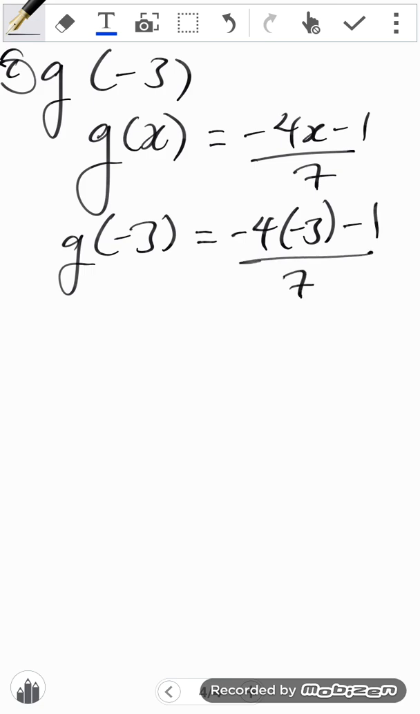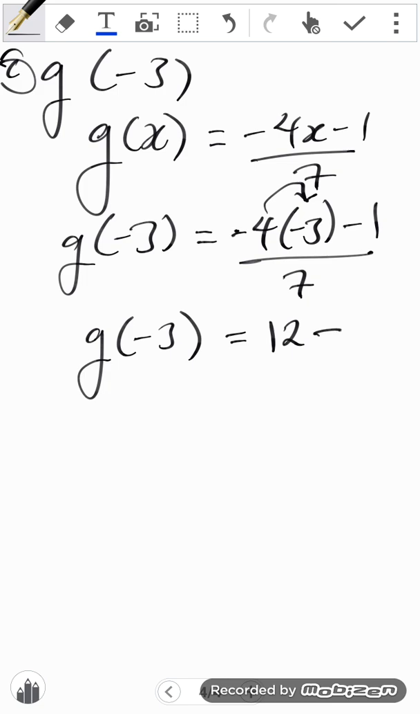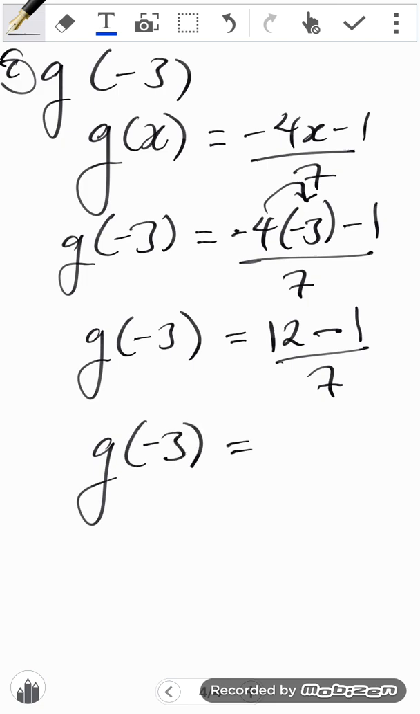1 over 7. And to find g of -3, you will then say -4 times -3, giving you a positive 12 minus 1 over 7. You simplify further by saying g of -3 is therefore equal to 12 minus 1, which is 11 over 7. You see? Alright, let's move on to the second example, which is our last example.